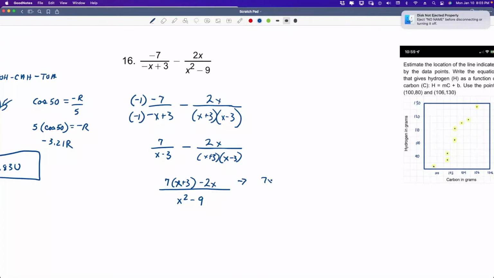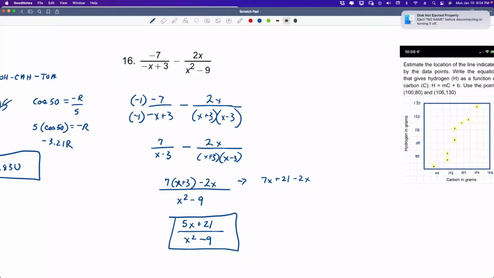So it's going to be 7x plus 3. Nope. I didn't distribute, did I? 7x plus 21 minus 2x. So when I combine these, I get 5x, because 7x minus 2x is 5x, plus 21 over x squared minus 9. That is the answer. Okay?